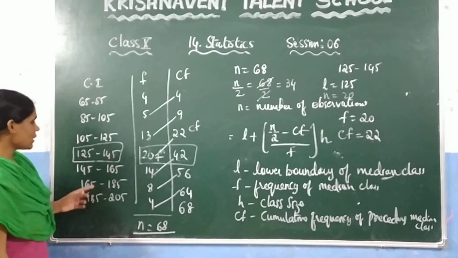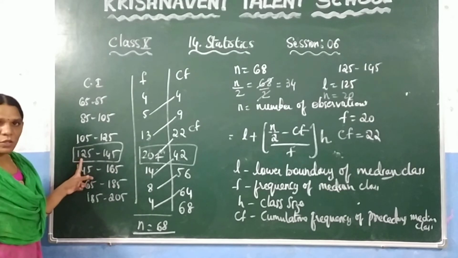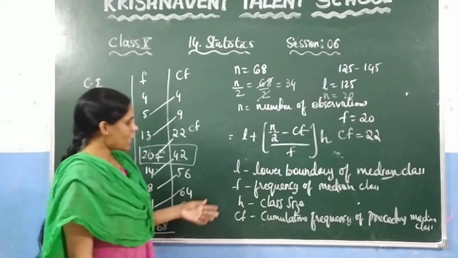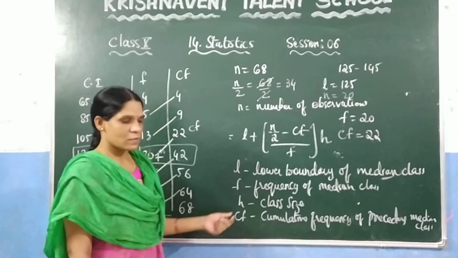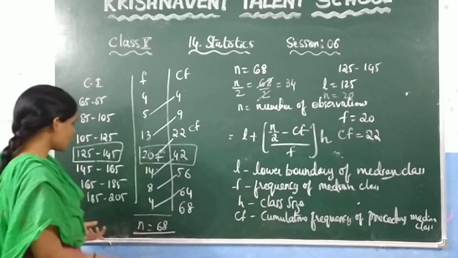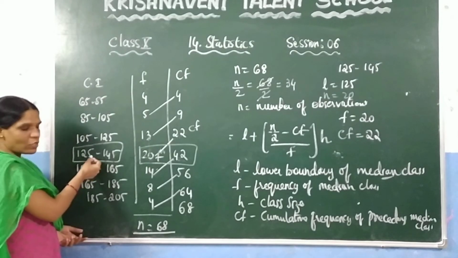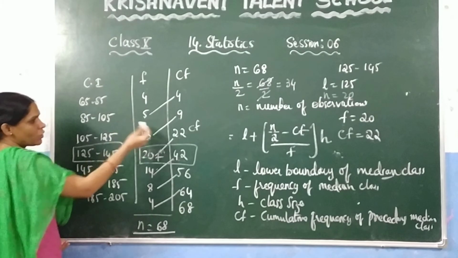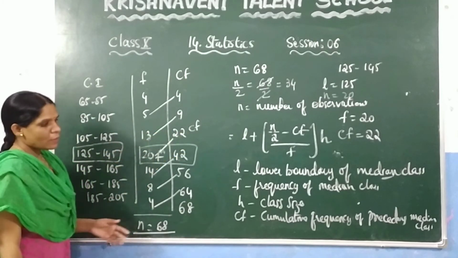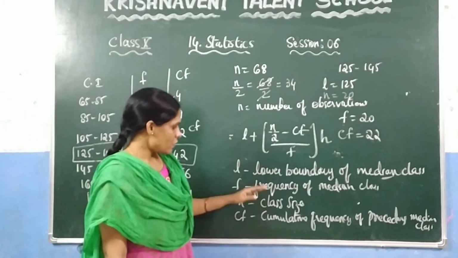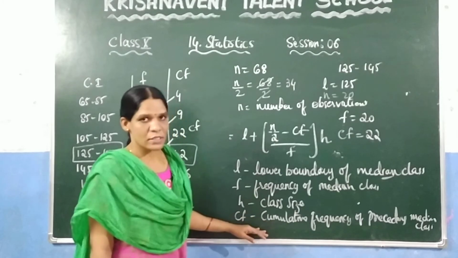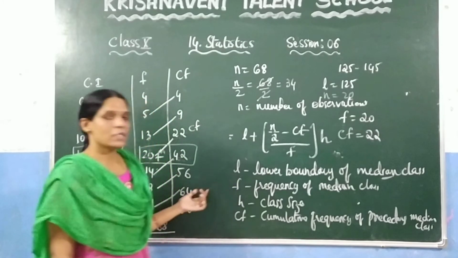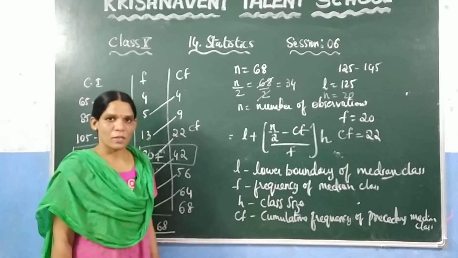Now, in this median class, you know what is meant by the lower boundary. We have written, and if you know the median class, you can calculate the value of f and cf, because frequency of the median class. What is the frequency in this? This is the median class. What is the frequency here? 20. Preceding median class, what is the cumulative frequency, which is 22. By seeing the statement itself, we can calculate the value of f and cf. Now you can substitute in this so that you can find the median of the given observations.